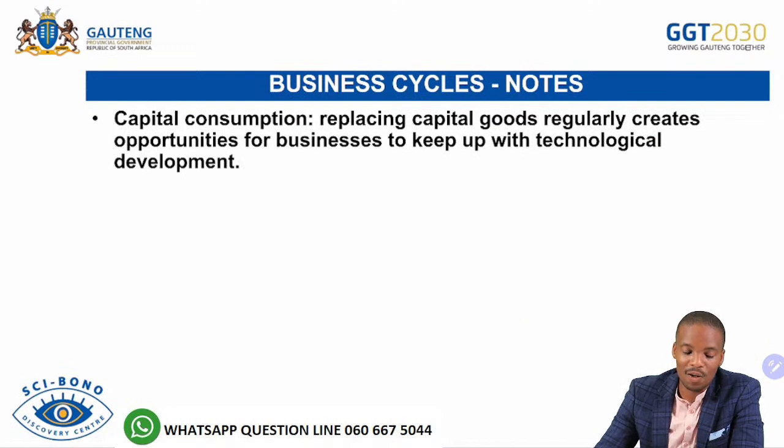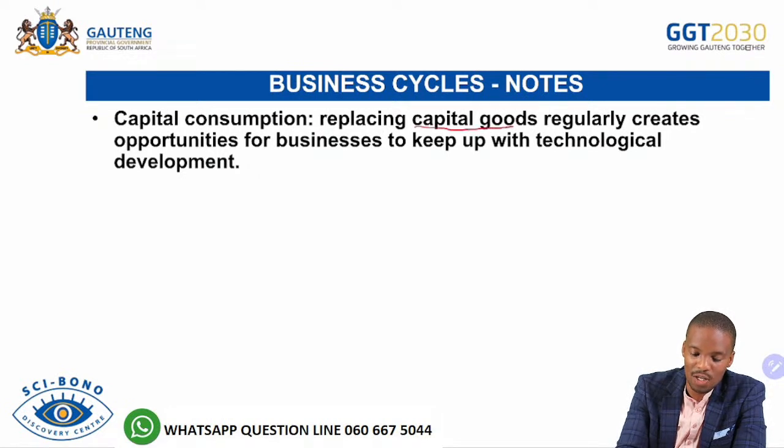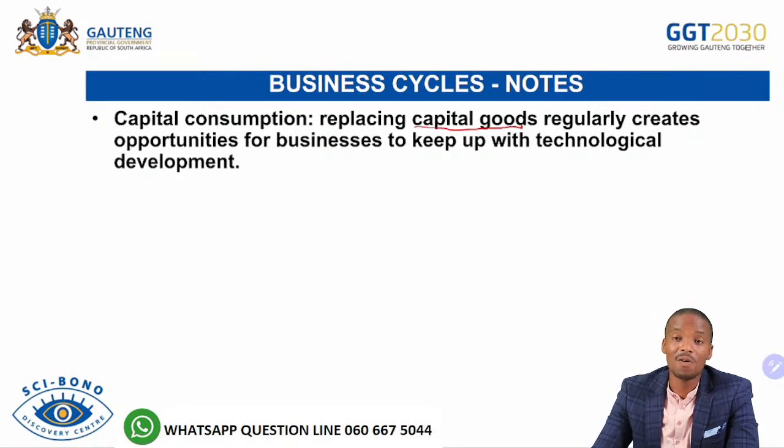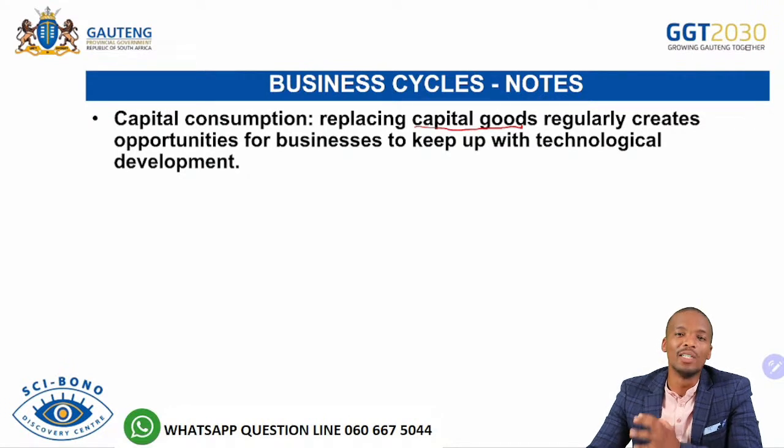Another one, capital consumption. The replacing of capital goods regularly creates opportunity for businesses to keep up with technological development. On the other side, the capital goods that we are talking about are the machinery and the equipment that are used in the production process. If there are too much costs to hire them, you end up using worn out equipment that will not help you to be efficient in terms of supplying. If your equipment is old, it's going to be slow. If your machinery is old, it's going to be slow.